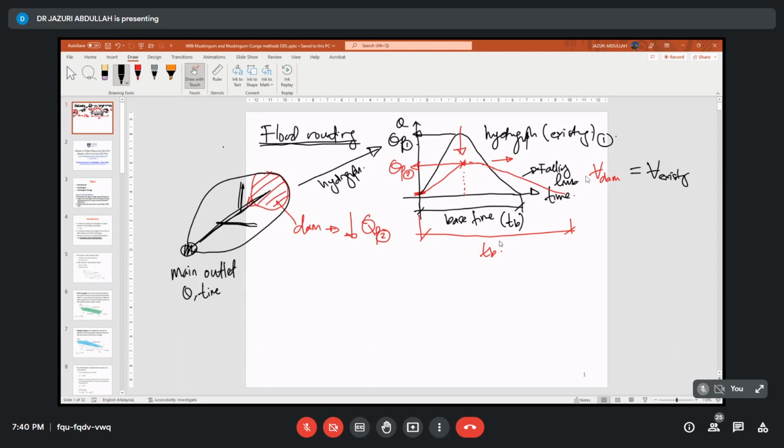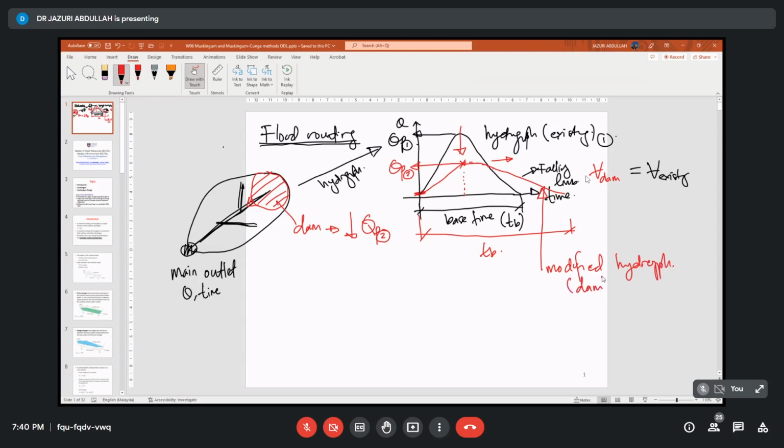Okay, so jadi kita punya TB akan lebih meningkat. So yang ini yang kita juga kenali dia sebagai, on this graph, also kita panggil dia sebagai modified hydrograph, because of the dam.